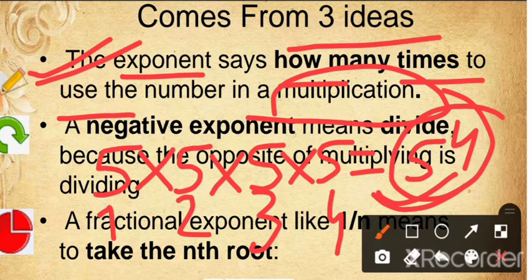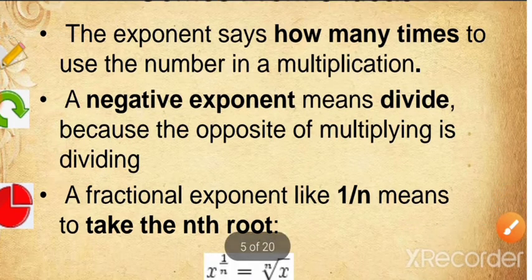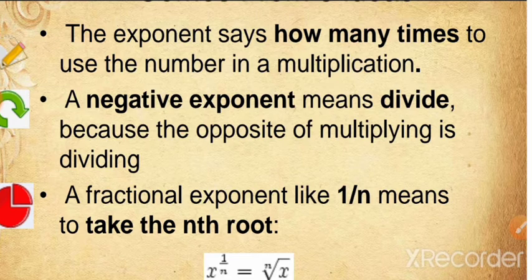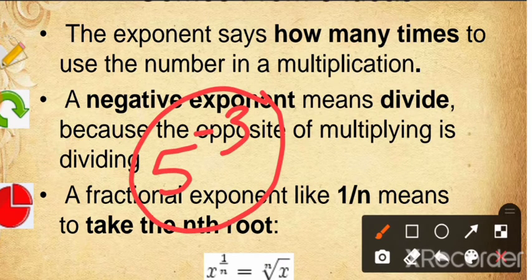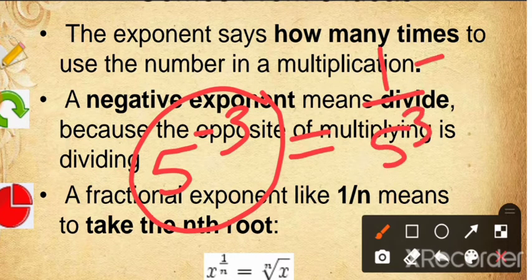Now the second idea of the exponent. A negative exponent means divide, because the opposite of multiplying is dividing. Like 5 power minus 3, it is a negative exponent. So for any negative exponent or negative power, we write the number as a division. It means 5 power 3, so you can write 1 upon 125.